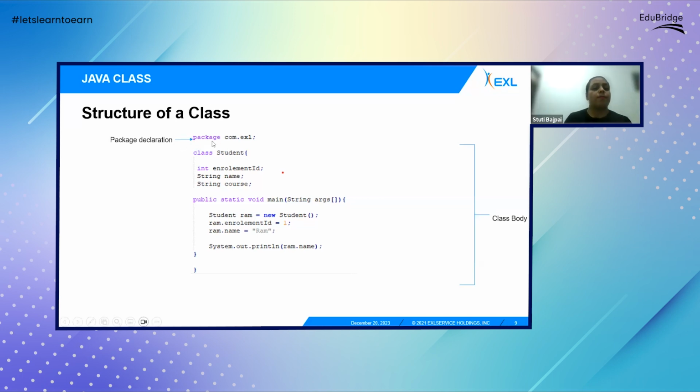Then there is something called package, and the first line of every class is the package declaration. Like in encapsulation, I told you that we keep all the data types and all the methods required by one class as one class bundle. A package is a collection of related classes. So in com.exl, I'll have classes that are related to each other as one package. So I'll have Student, I can have Teacher, I can have Course, all those classes in one package. First thing is the package declaration.